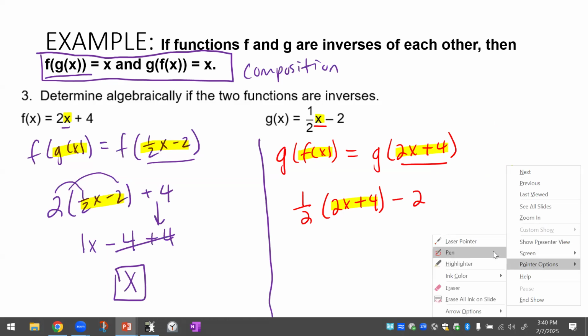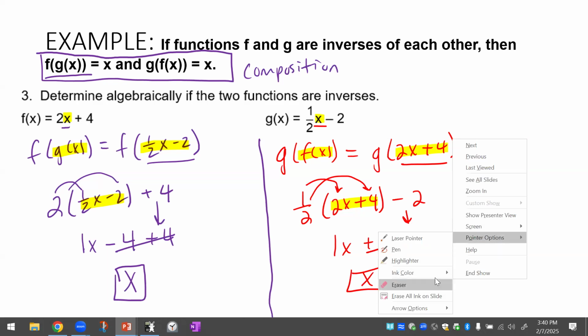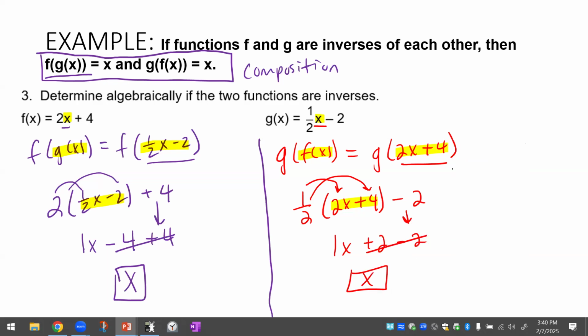Okay, pointer and pin. So we're going to distribute what is half of 2, 1x. What is half of 4? 2. And we're going to bring down what was outside, which is a minus 2. And what happens? Cancel each other out, and we're left with x. So what this means is that they're inverses. That means that g of x and f of x are inverses.